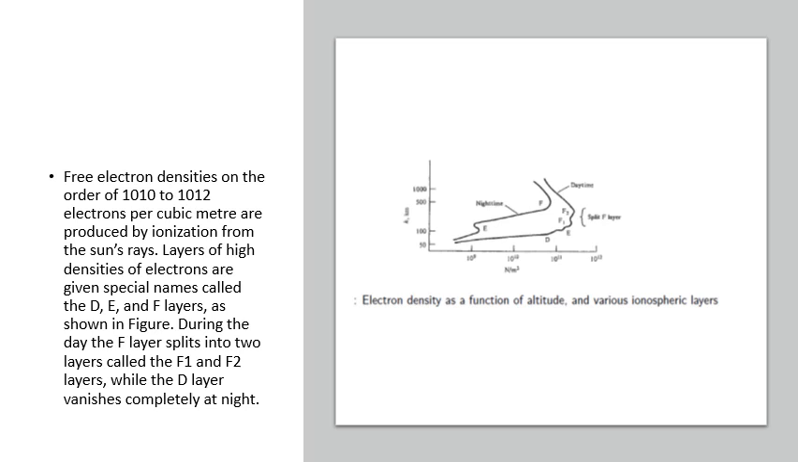In this figure, it is shown that free electron densities of the order of 10^3 to 10^12 electrons per cubic centimeter are produced by ionization from the sun's rays. And the layers of high electron intensity are given special names, called D, E, F. We have discussed this and we are summarizing. Now during the day, F is split into F1 and F2, while D vanishes at night.